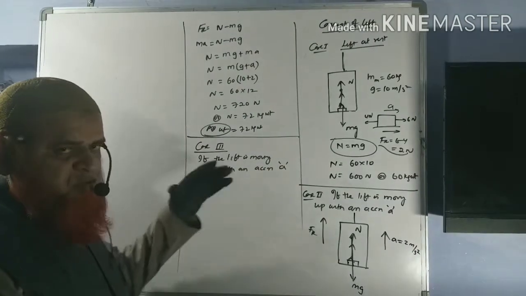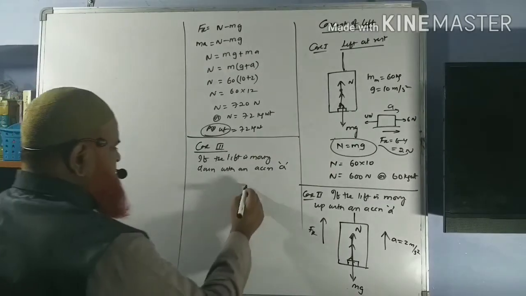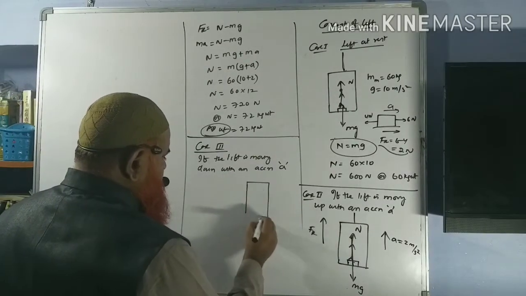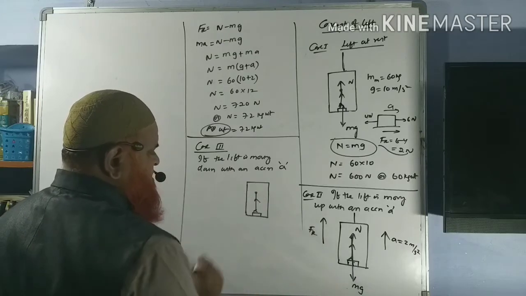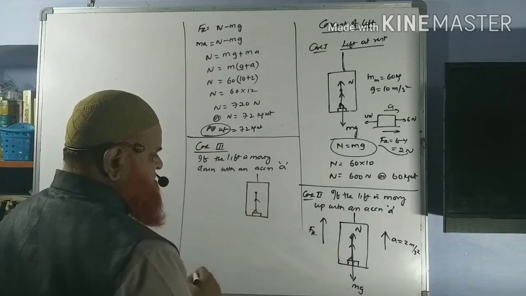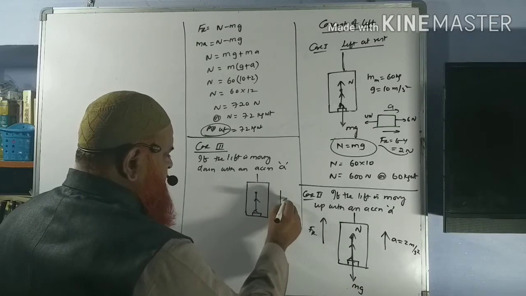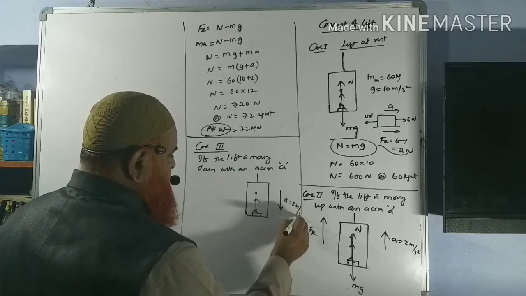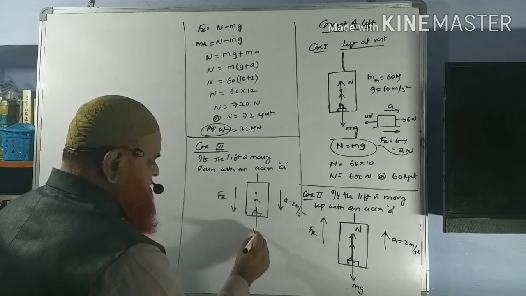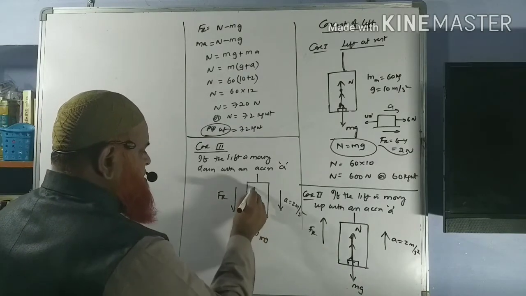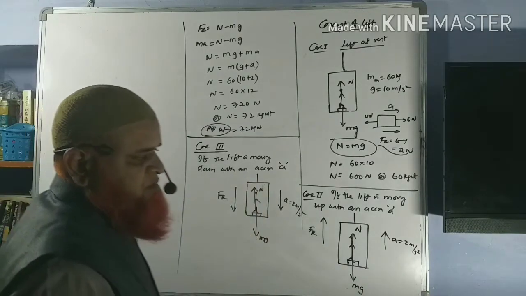Okay, when the lift is moving down with an acceleration a, what happens? Let us see here. The person is in a lift, and this is a string. The lift is going down with an acceleration of 2 meters per second square, let us imagine. Therefore the resultant force is also acting downwards. mg is acting downwards. Normal reaction is acting upwards.